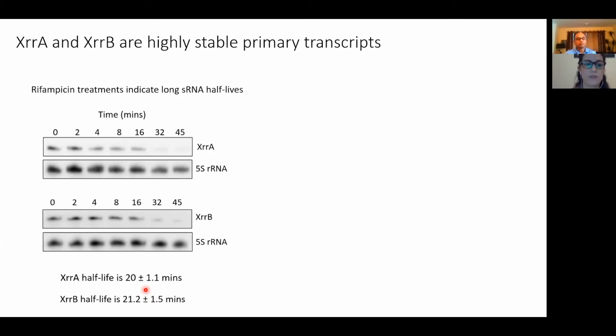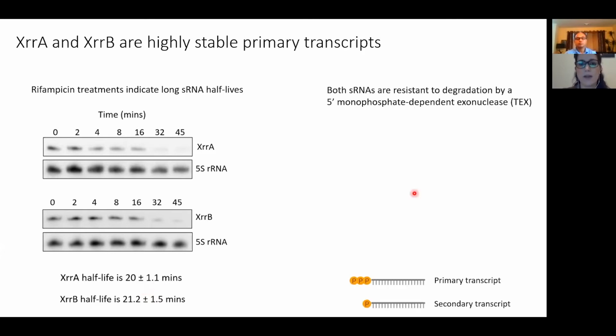And perhaps one of the reasons why they're so stable might have something to do with the fact that they're resistant to degradation by a particular exonuclease that is 5' monophosphate dependent. In bacteria, primary transcripts have a 5' triphosphate, while processed or secondary transcripts have a 5' monophosphate. And an enzyme such as TEX, or terminator exonuclease, that is 5' monophosphate dependent can only degrade secondary transcripts, but it will not degrade primary transcripts.